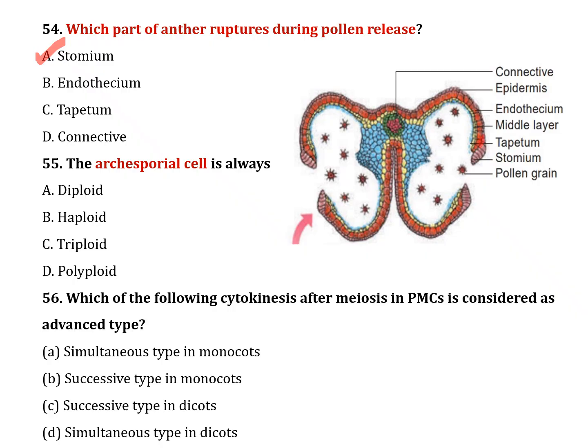This is the stomium, and it ruptures during the dehiscence of the anther. This is the stomium layer.